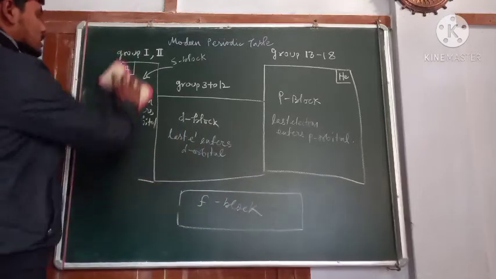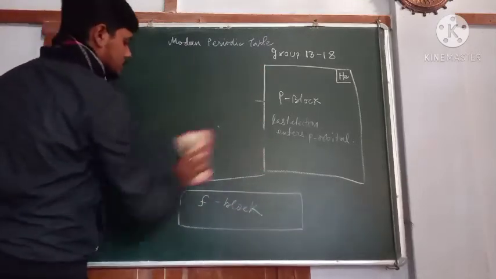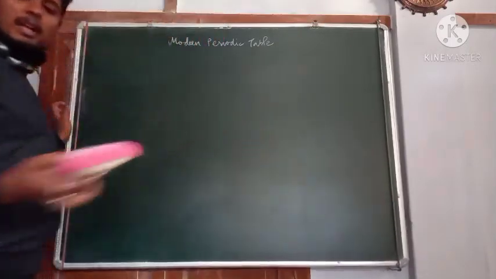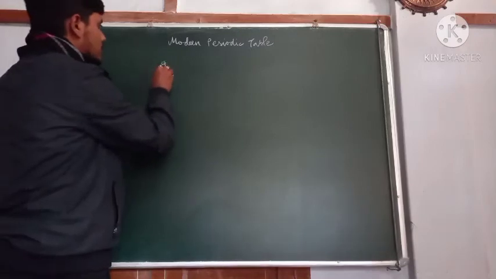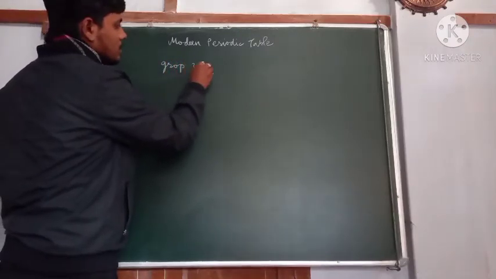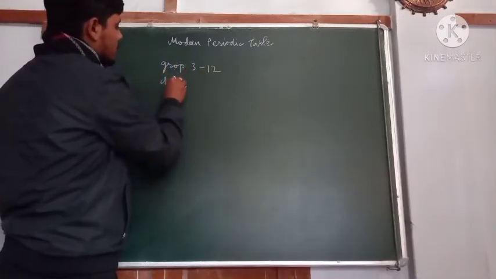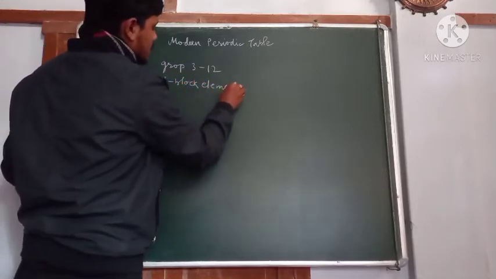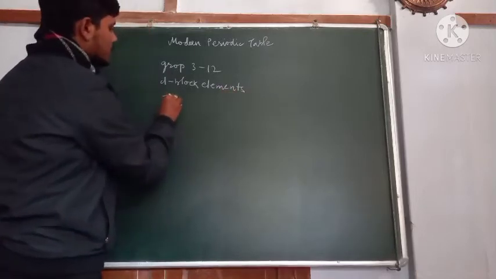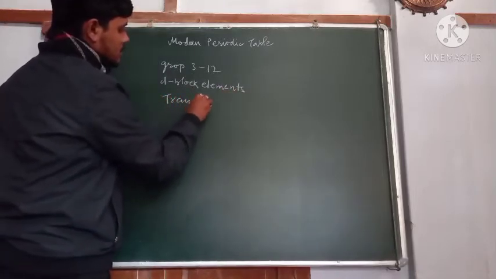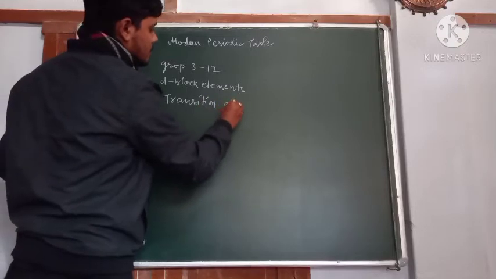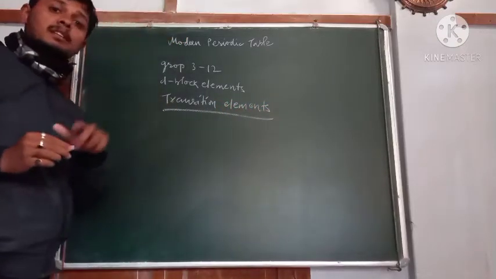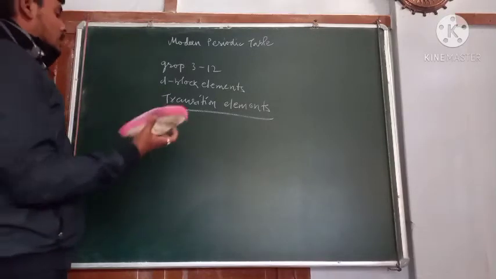Okay, so now let us see. The D block elements, the group 3 to 12, are called D block elements or transition elements. Okay, so why they are called transition elements, we will discuss later. Now let us see the P block.